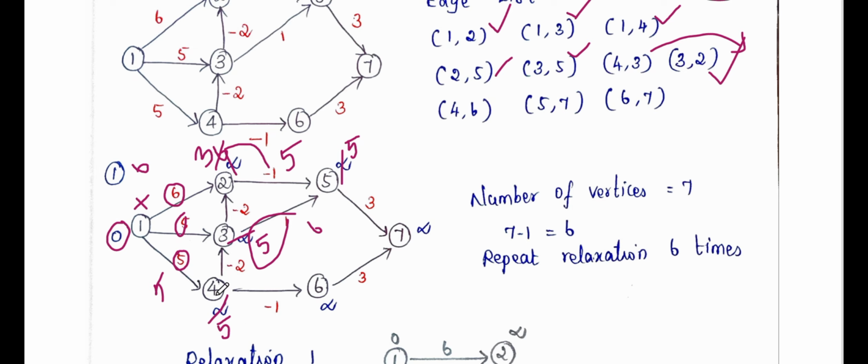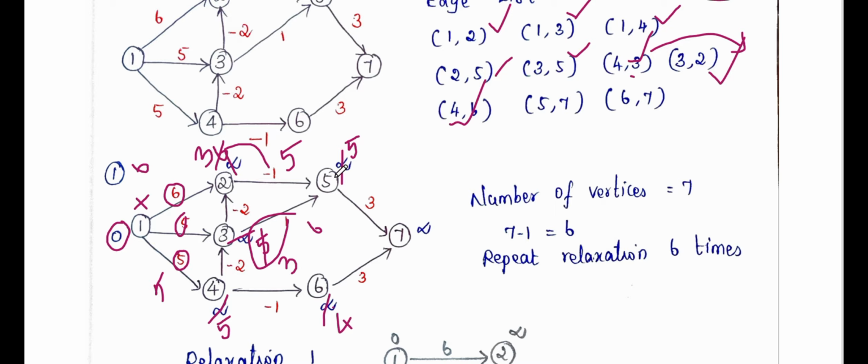Then 4 to 3. So what is 4 to 3? Here what is the value? 5. Here minus 2. 5 minus 2, that is 3, right? So 3 is less than 6. So updated with 3. The newest value 3 is the minimum one. Clear? Then 4 to 3 is over. Then perform 4 to 6. So 4 to 6, here 5. 5 minus 1, 4. So 4 is less than infinity. Then update with the new value. Okay, 4 to 6 is over.